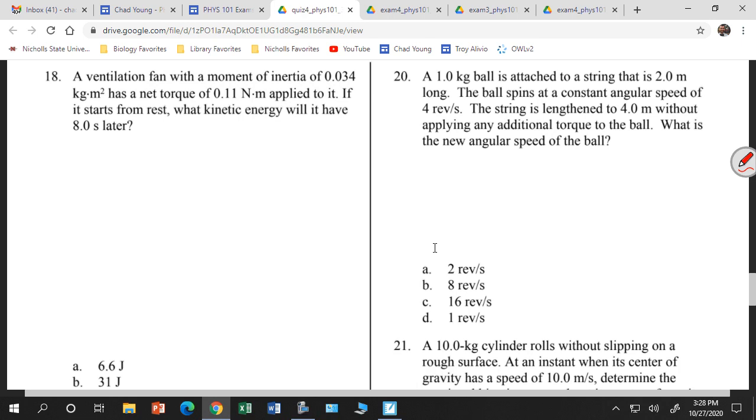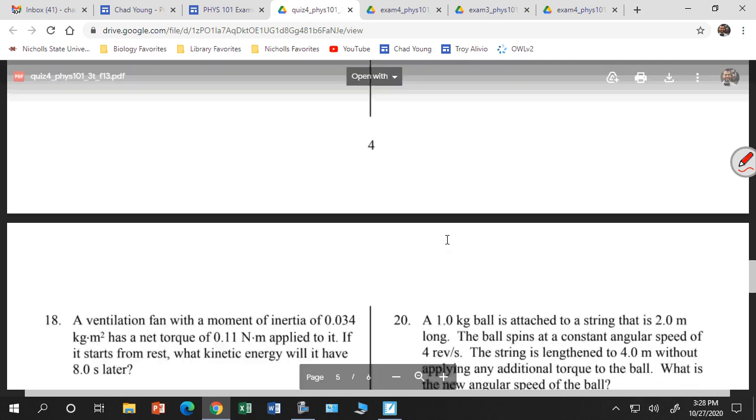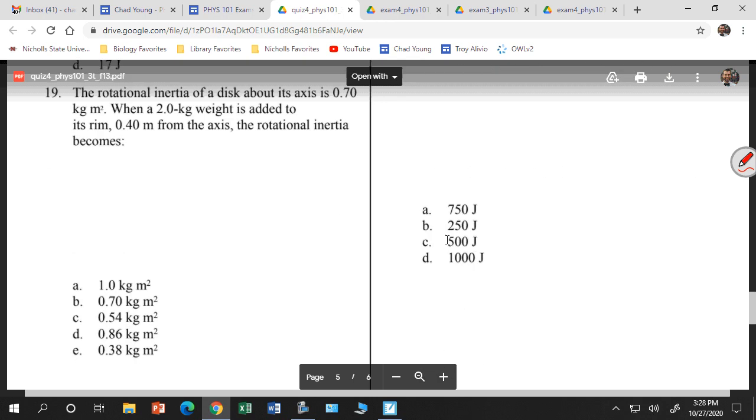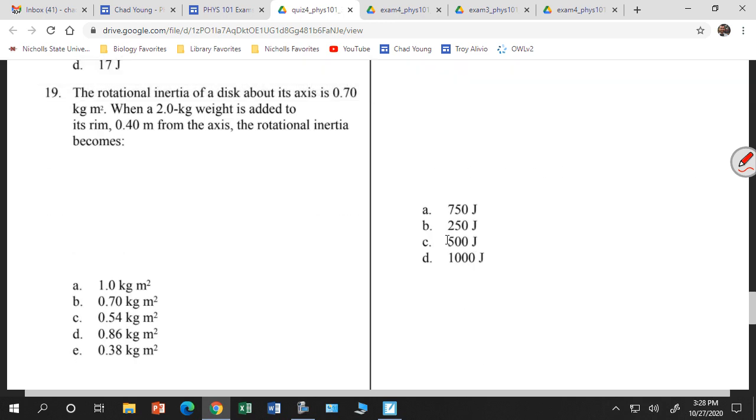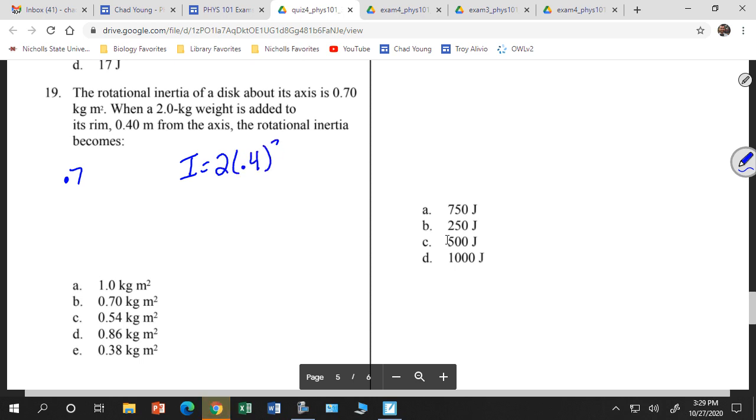So number 19, I was looking at 20. Yeah, so this is a lot like that one we were just looking at. You have a disk, the rotational inertia of the disk is 0.7, and then I add a 2 kilogram weight to it, 0.4 meters, and the moment of inertia for that is going to be 2 times 0.4 squared. And then I want to know what is the total moment of inertia.